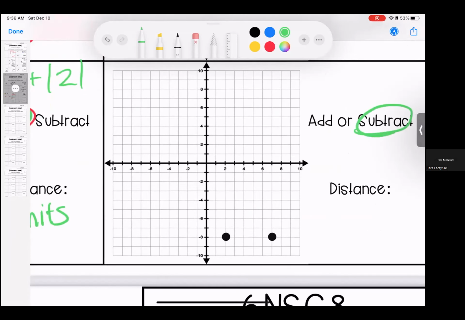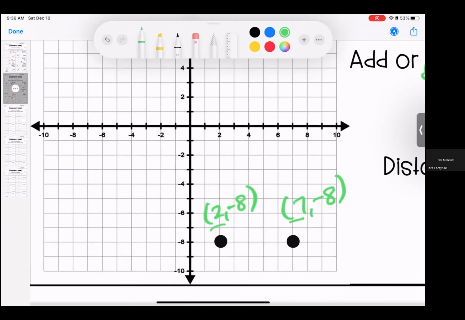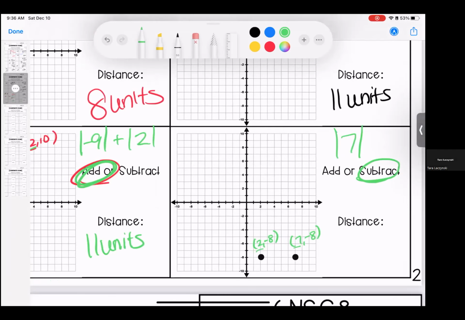Over here, same, subtract. Over to 2, negative 8. Over to 7, negative 8. We're looking at 7 and 2's absolute values to subtract. Absolute value of 7 minus the absolute value of 2. 7 minus 2 gives us a distance of 5 units.